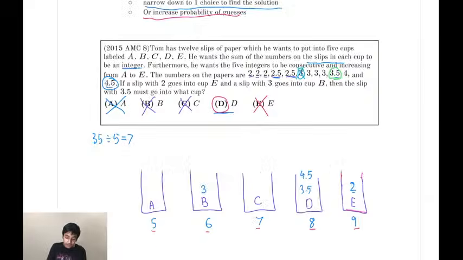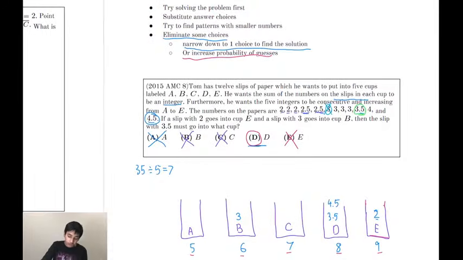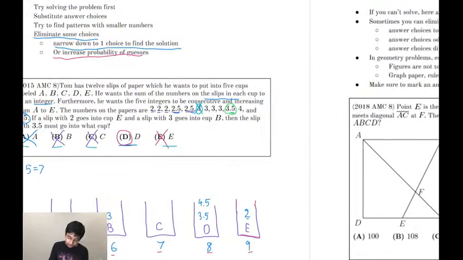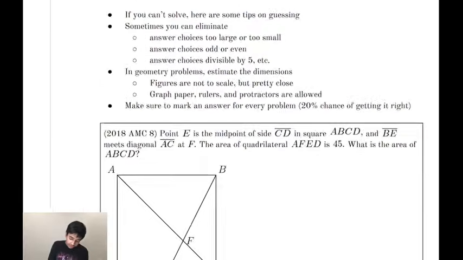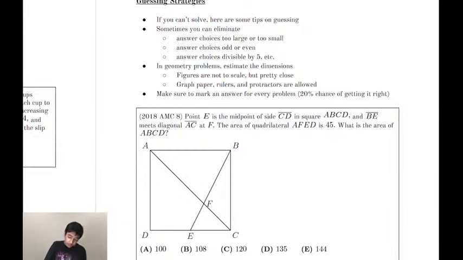So that's a way of using, this is actually one of the pretty hard problems to solve. But by using a trick, by using the process of elimination, we eliminated A, B, C, and E, and we were left with just D to use. But there are still many more strategies that I'll talk about. There are some other guessing strategies that increase your probability of getting them right. And if you can't solve them, here are some tips on guessing. I don't recommend you try these strategies until you've at least tried the problem for some time.